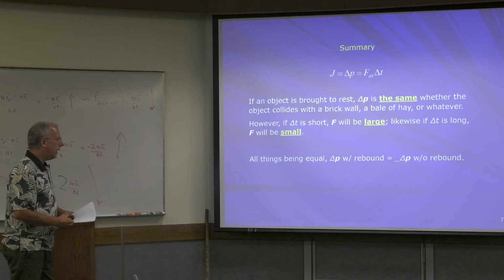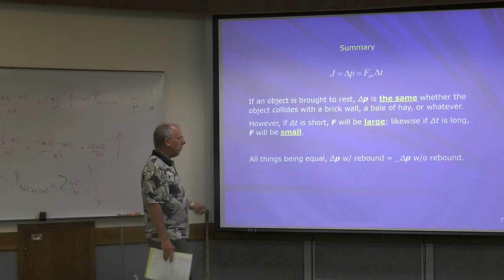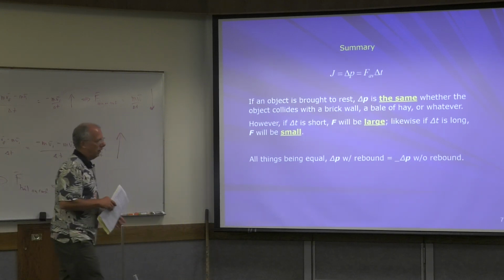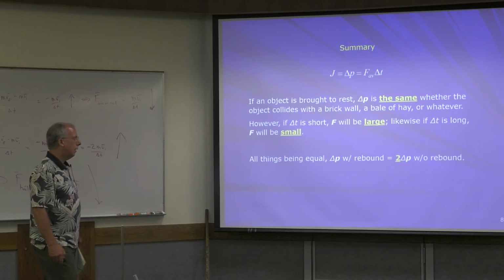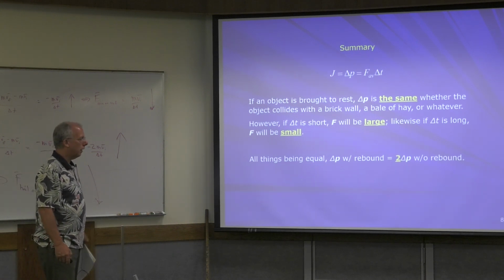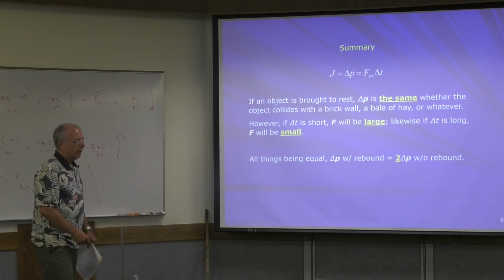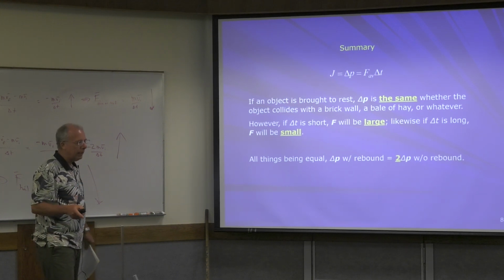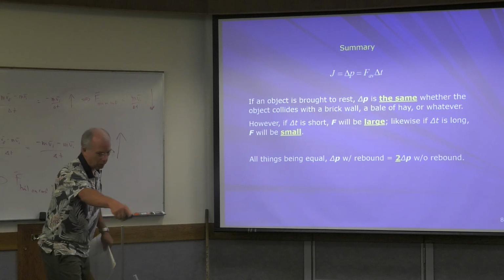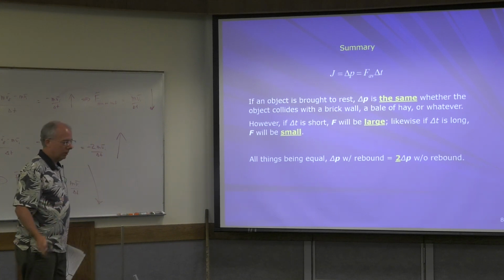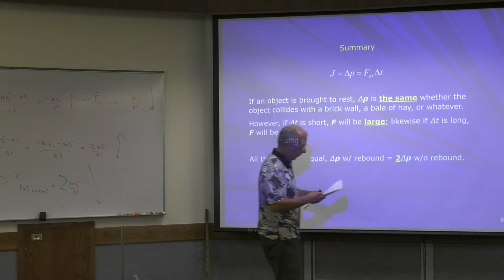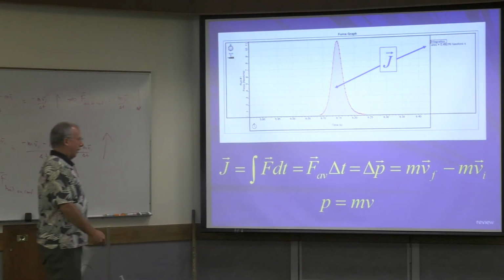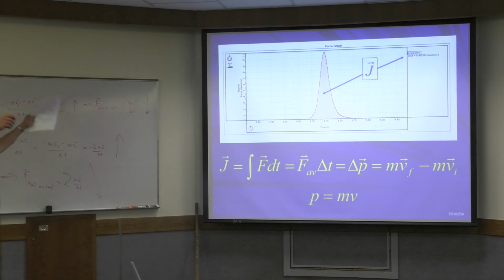And all things being equal, delta P with a rebound equals what? Delta P without? 2, right? Factor of 2. So delta P with a rebound equals twice delta P without a rebound. Therefore, since force is delta P over delta T, if the delta T's are the same, which they were in my little demo, the force with a rebound equals twice the force without the rebound. That's the impulse momentum theorem in all its glory.